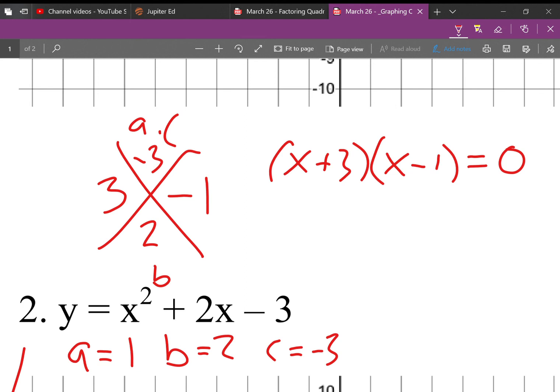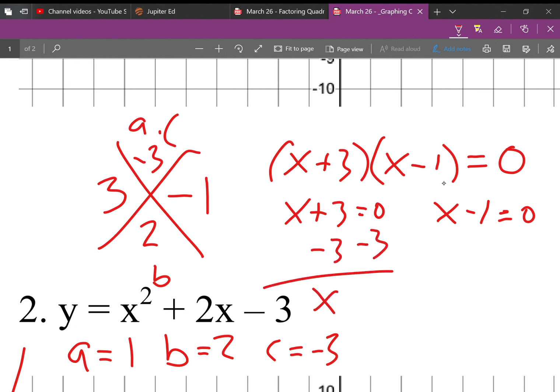Now I'm going to use the zero product property. x plus 3 is equal to 0, and x minus 1 is equal to 0. So when I subtract over here, I get one x-intercept is x equals negative 3. And over here, when I add 1 to both sides, I get x equals positive 1.